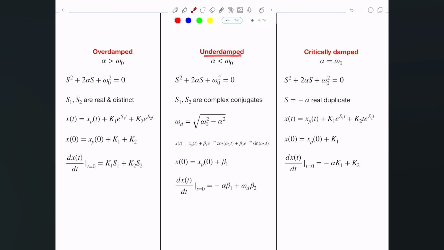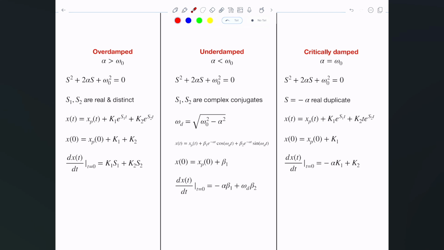In the underdamped response case, we have the following. First you compute what omega d is, which is simply the square root of omega 0 squared minus alpha squared. The reason is that we're not going to be using S1 and S2. You don't need to compute what these complex conjugates are, because we're not going to be using them. What you end up with is the particular solution that you found earlier, plus e to the negative alpha t times cosine and sine of omega d t. Remember, an underdamped response has a damped oscillation because it has a cosine and sine.